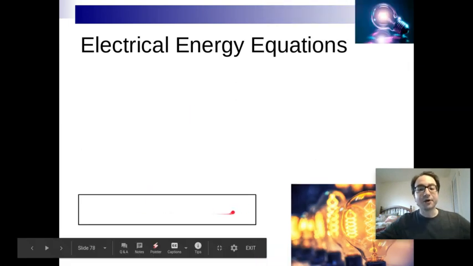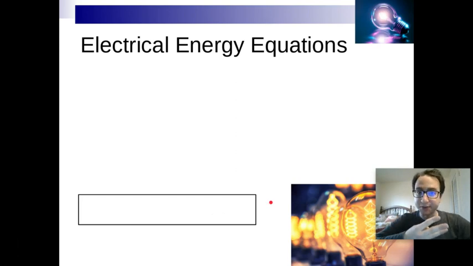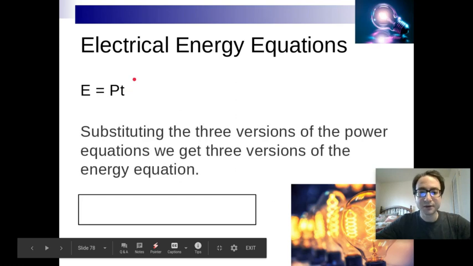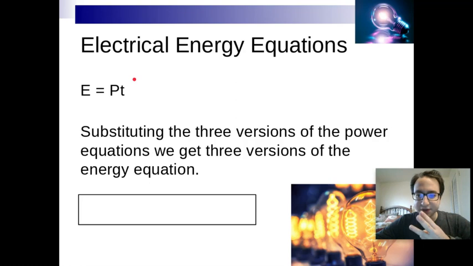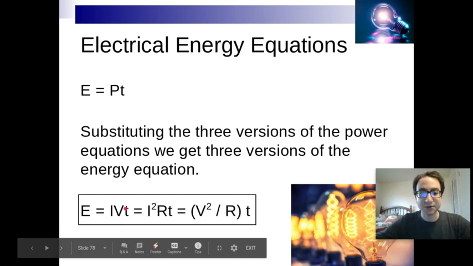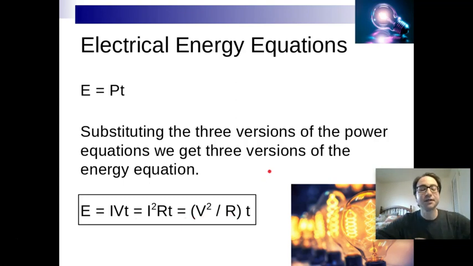Okay, but just like power, there are three versions of the energy equations. Here's the standard one. Energy equals power multiplied by time. Well, the power equation has three versions. It's either IV, I squared R, or V squared divided by R. Each multiplied by T to make energy. So all three of these energy equations are the exact same thing as the power equations, just with a time multiplier for each of those three. It's that easy. So power and energy, very similar equations.